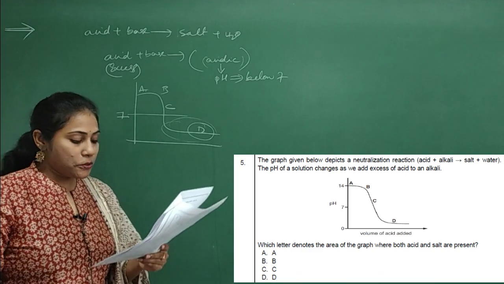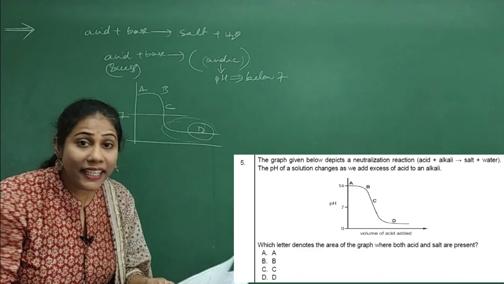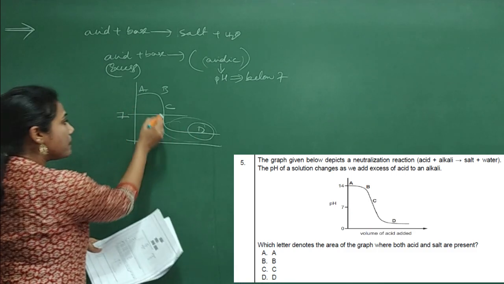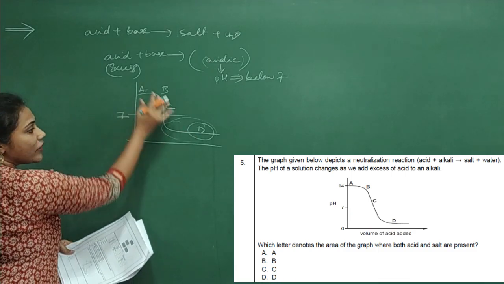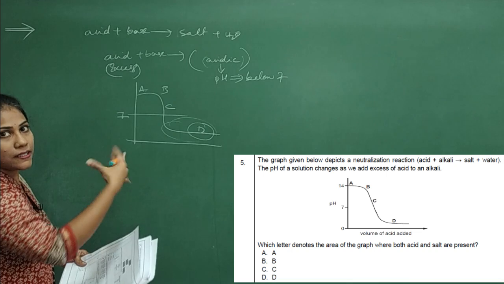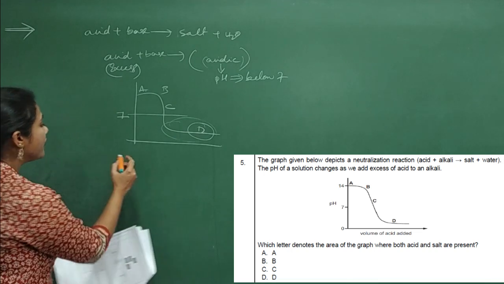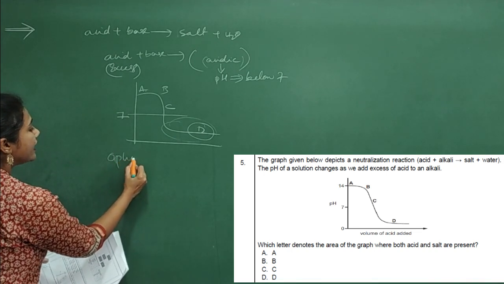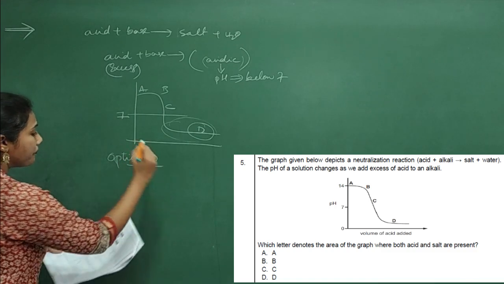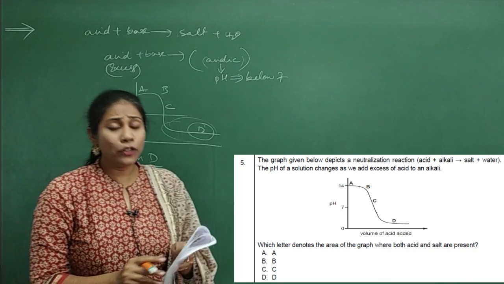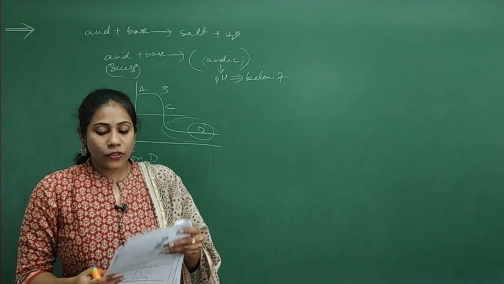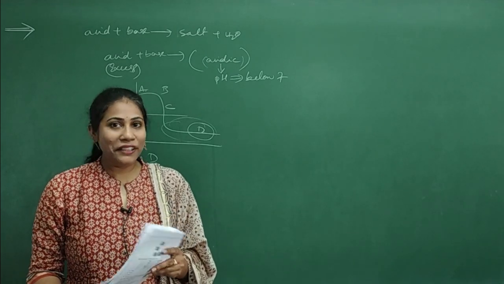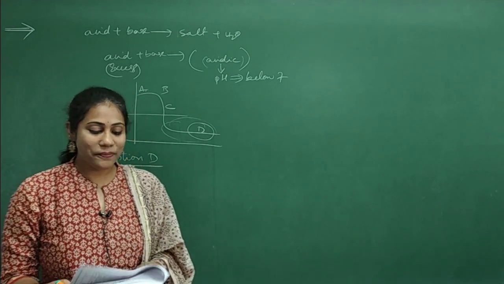So which is your option? In option D, D is mentioned. D is below 7, right? So they are asking which part of the curve is below 7 indirectly, right? So what is your answer here? It is option D. Okay? Very good question actually. You have to think about the concept in a different way to answer such questions.